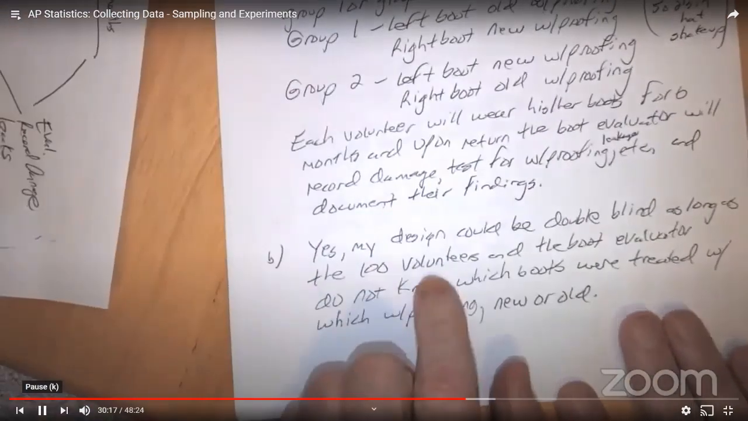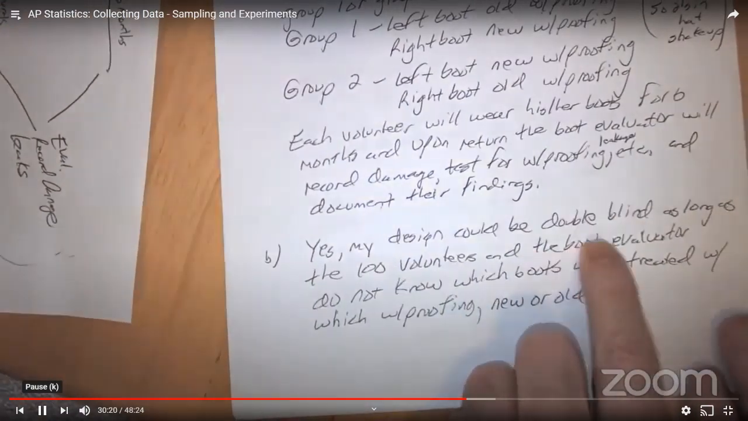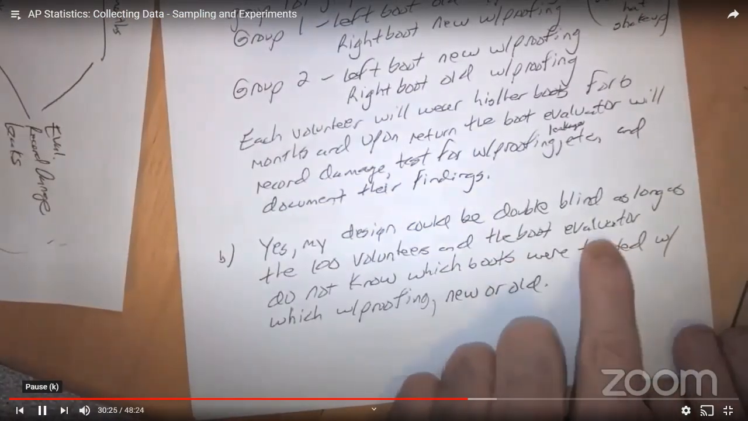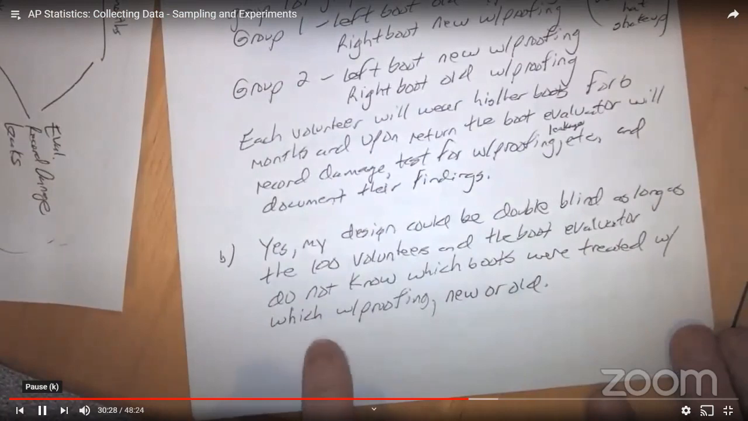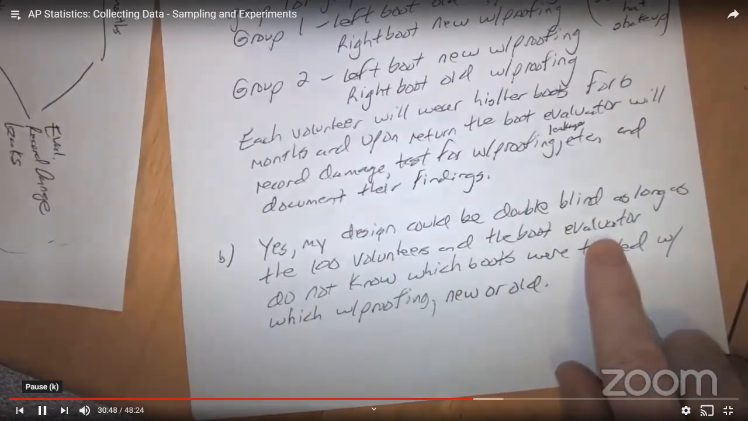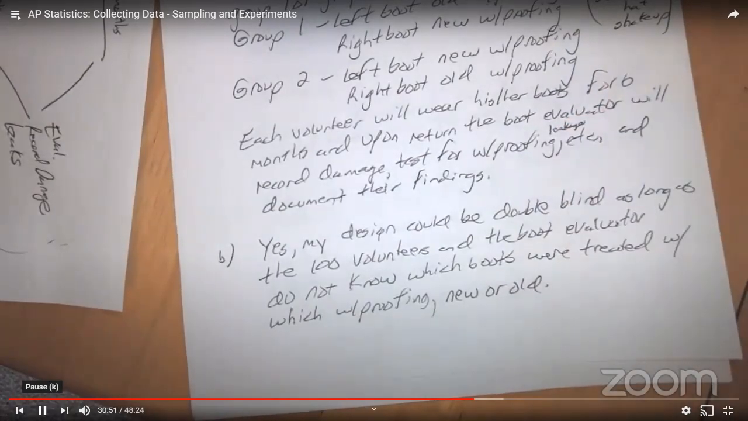So I said, yes, my design could be double blind as long as the 100 volunteers and the boot evaluator, again, that's such a strange term, isn't it, do not know which boots were treated with which waterproofing, new or old. So if I'm a volunteer, I go in, someone gives me a size 13 pair of boots, and I'm happy because I got a free pair of boots, and I go wear them for 6 months. So I don't know which boot got which waterproofing. I don't really care. I got a free pair of boots, and I'm good to go. The boot evaluator, the person who actually gives me the boots, when I return them 6 months later, does some sort of testing, they don't know. And so therefore it is double blind.